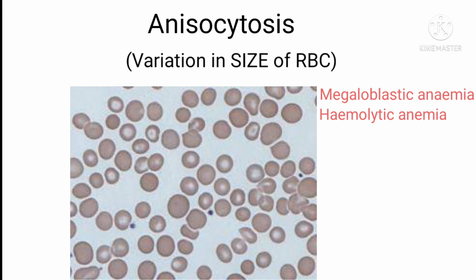Now the next one is anisocytosis. Anisocytosis denotes the variation in the size of RBC. So in short, the RBCs are of different sizes. It is mostly seen in megaloblastic and hemolytic anemias.